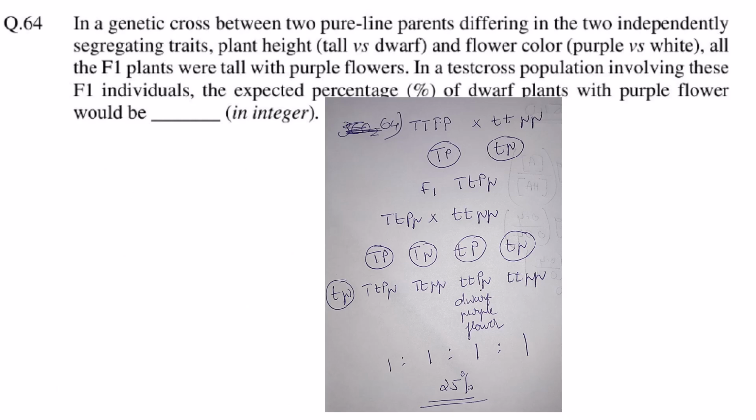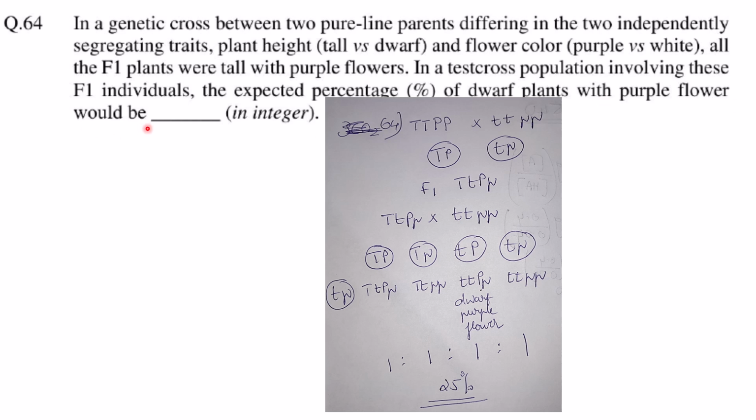Then next one. In a genetic cross between two pure line parents differing in the two independently segregating traits, that is plant height and flower color, all the F1 plants were tall with purple flowers. So F1 is tall with purple means tall is the dominant trait and purple is the dominant trait. Dwarf and white are recessive traits.